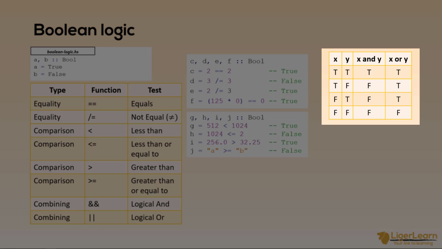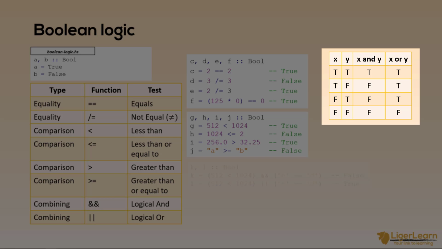Suppose we have two variables x and y, which take the value either T or F, where they represent true or false respectively. So if x is true and y is true, then x and y will be true since they are both true. x or y will also be true since at least one of x or y is true. If x is true and y is false, x and y will be false because at least one of x or y is not true. x or y will be true, and so on for the rest of the combinations.